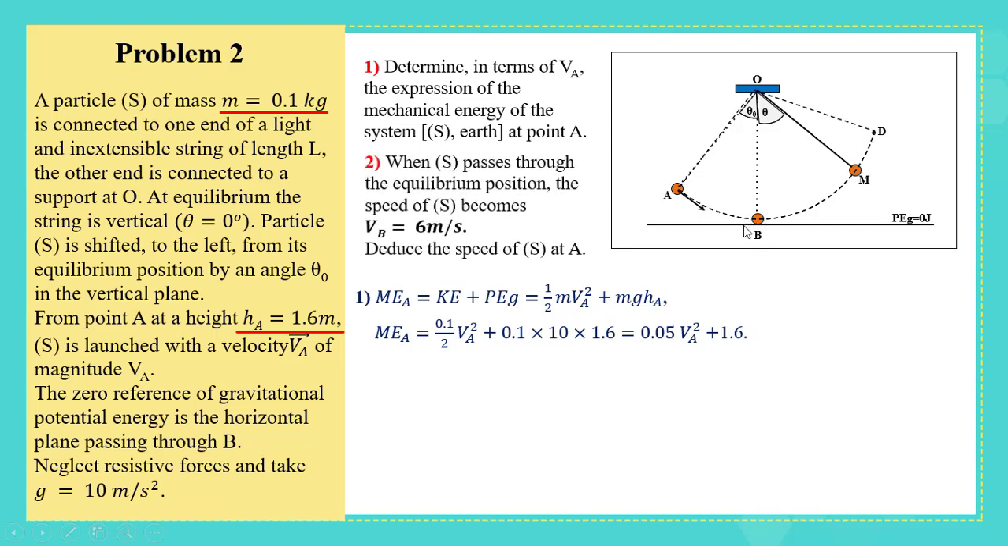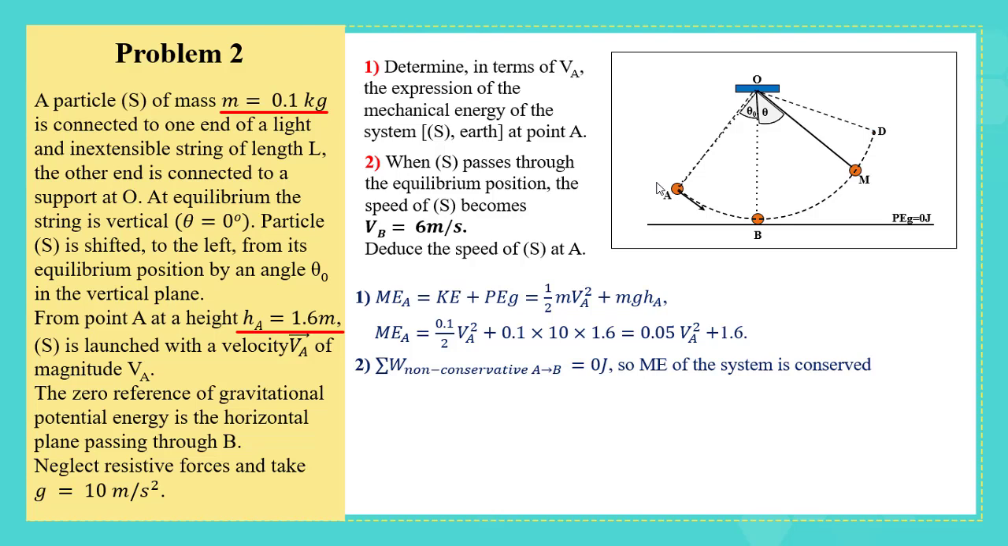Part 2. When S passes through the equilibrium position, the speed of S becomes VB equal to 6 meters per second. Deduce the speed VA. What's the relation between VA and VB? Neglecting the resistive forces, it means mechanical energy is conserved. We should find the difference between mechanical energy between two instants.